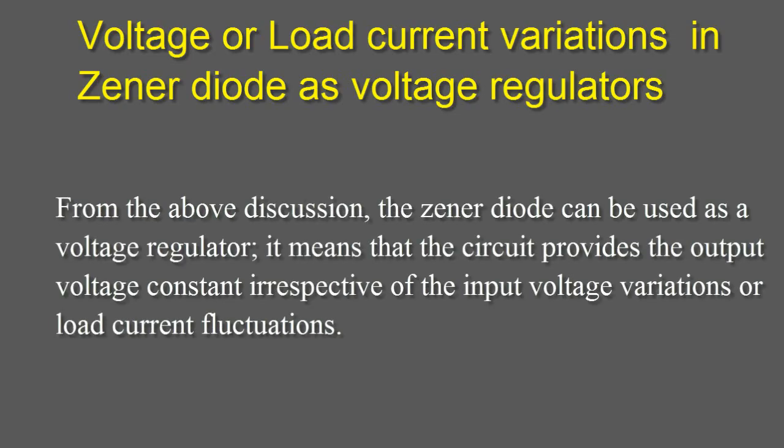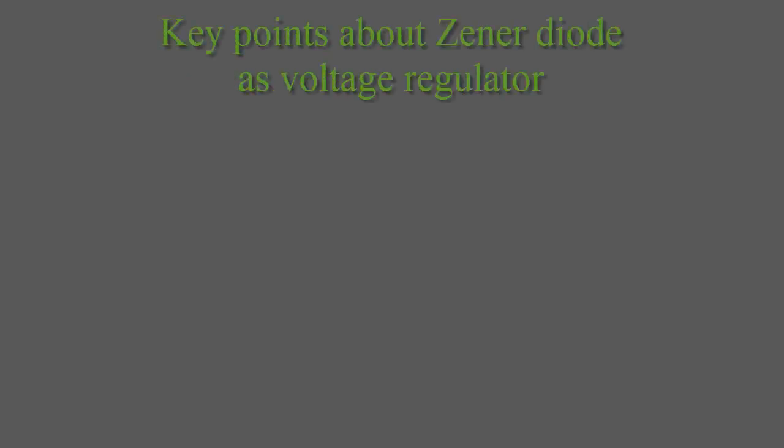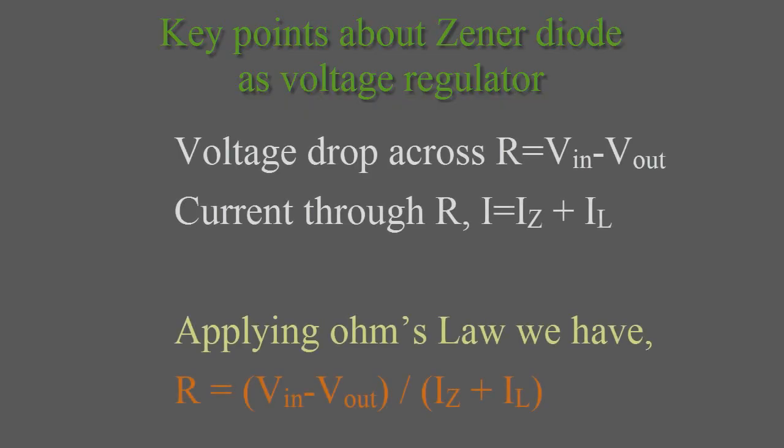From this, the Zener diode can be used as a voltage regulator. It means that the circuit provides the output voltage constant irrespective of the input voltage variations or load current fluctuations. The following points are worth noting regarding the Zener diode, which acts as a voltage regulator. The voltage drop across R can be calculated using the formula Vin minus Vout, and the current through R can be calculated as the sum of Zener current Iz plus load current IL. Applying Ohm's law, we have R is equal to (Vin minus Vout) divided by (Iz plus IL).